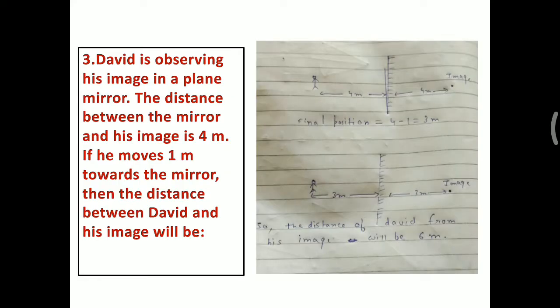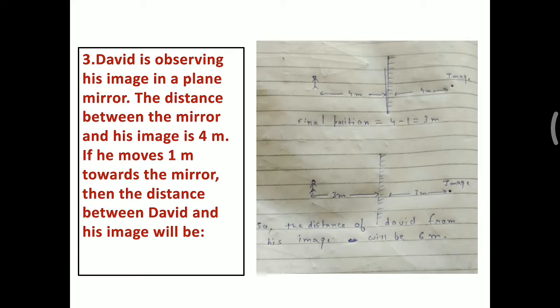The next one, David is observing his image in a plane mirror. The distance between the mirror and his image is 4 meter. If he moves 1 meter towards the mirror, then the distance between David and his image will be, what is that? Look at the solution.